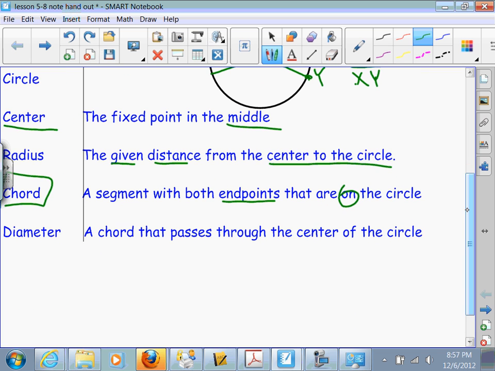Here are the definitions. If you need to pause and copy them down, please do. I'm going to go further.